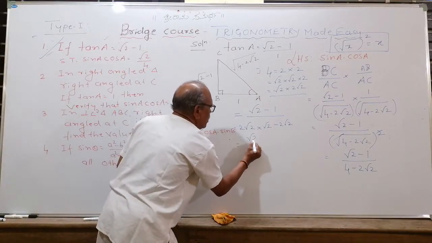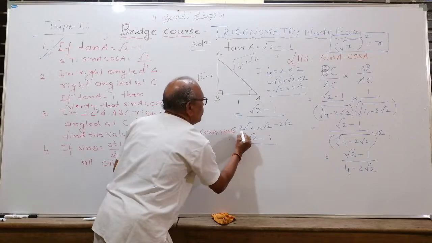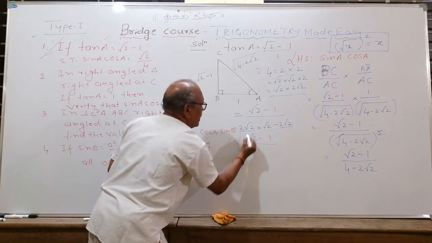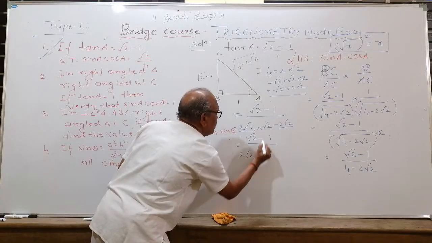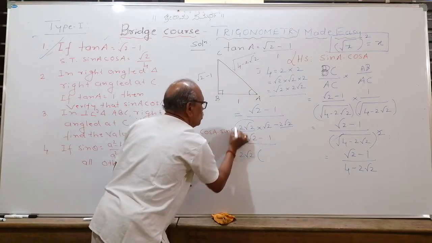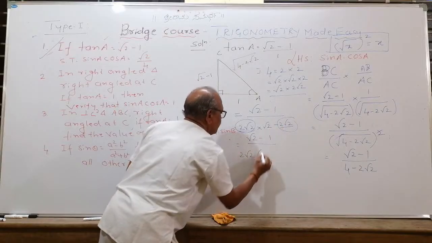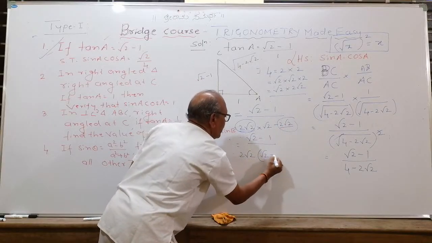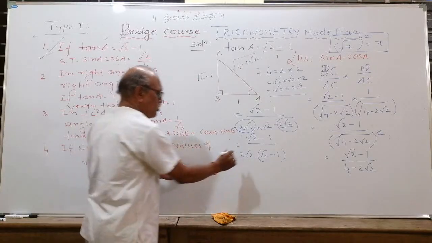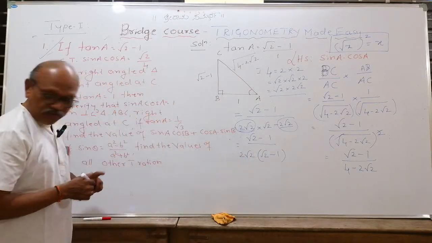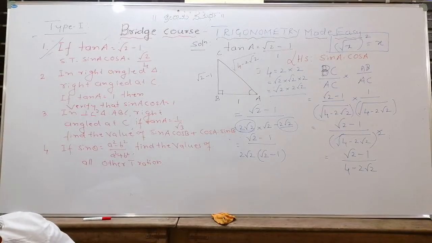Don't worry. Root 2 minus 1. You take a 2 root 2 common in it. If you take a 2 root 2 common in it, what are you left with? Here, if I take a 2 root 2 common, you are left with the root 2 minus 1. Do you agree with me? I will explain up to this stage. Up to this stage, you have got doubts, no? Okay, I will clear it now.